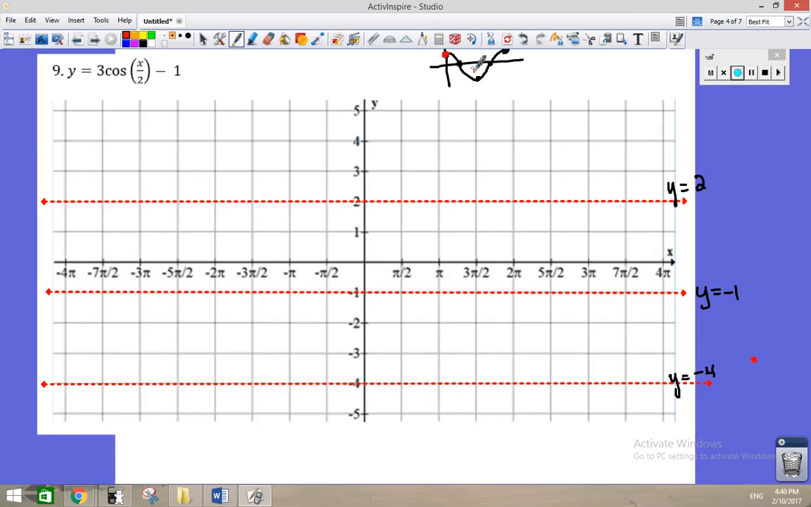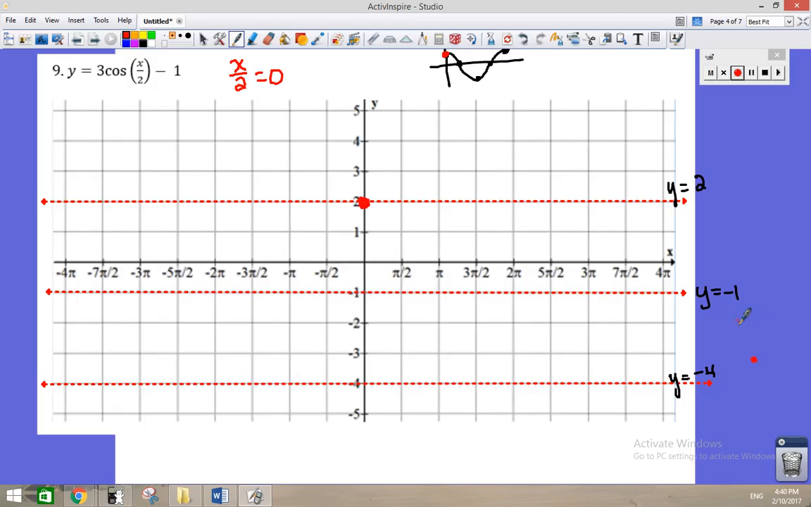So this x over 2, I know that if this x over 2 were replaced with 0, the cosine of 0 is 1, and that's a maximum value for the cosine. And 3 times 1 is 3, and 3 minus 1 is 2. So the solution to this is obviously x equals 0. So when x equals 0, I'll be at my maximum value. And here, 2 is the maximum value.